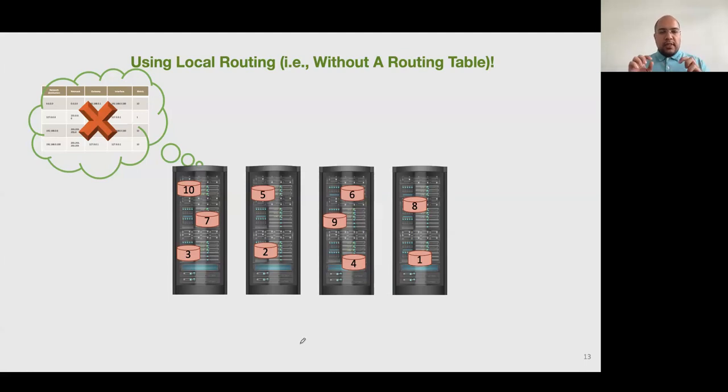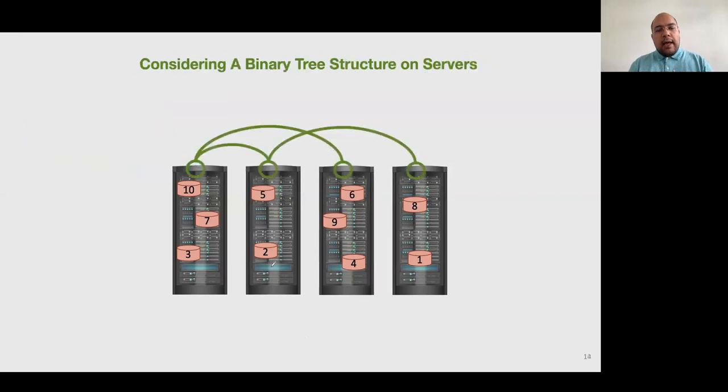We want to say, if you have a request for a virtual machine, and you have the address of this virtual machine as a destination, then you can do the routing only based on this address, and you don't really need to keep storage for the routings between different sources and destinations. And what we do is assume that there is a binary tree on top of these servers.